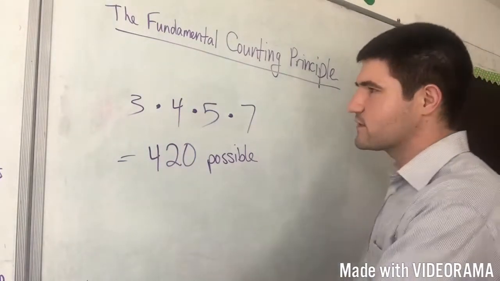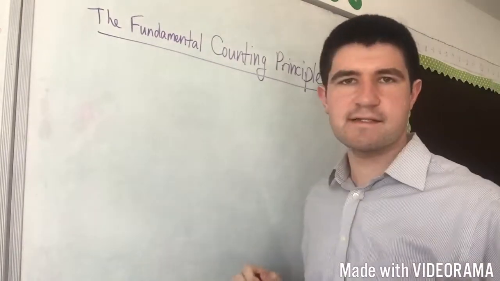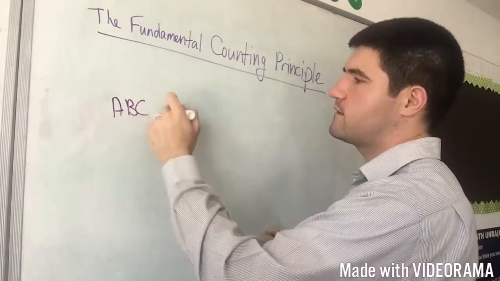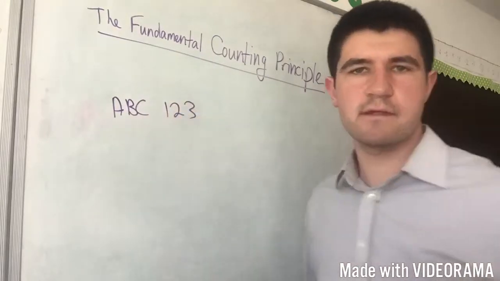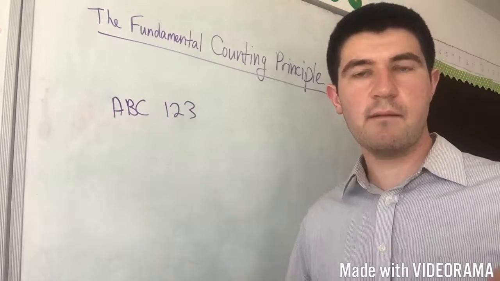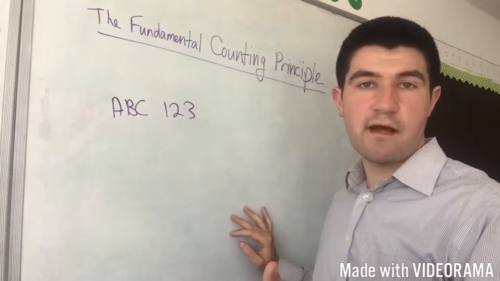Another example I like to look at is license plates. So a lot of states have license plates that look like this. So there's 3 letters, and then there's 3 numbers like that. The question is, how many different possible combinations of license plates could I come up with? Using the fundamental counting principle, I could figure it out.